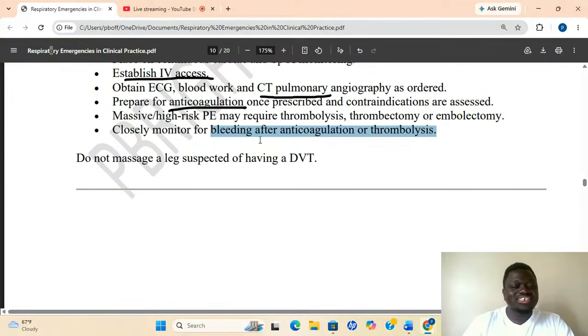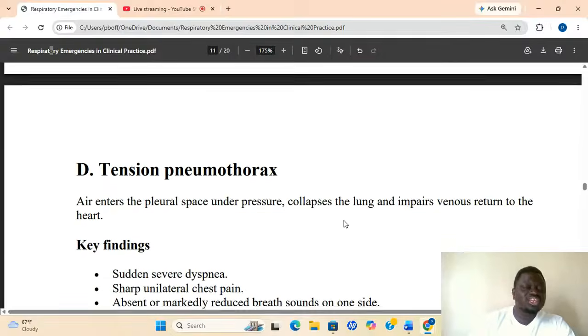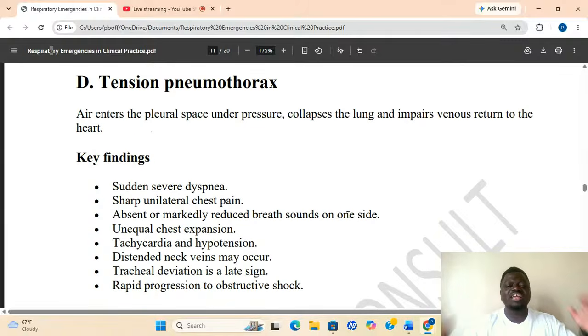Never massage any stationary clot. If you massage it, imagine you are holding a cube of sugar or salt, then you massage it. You make it tiny. You make it break into fragments. It will move with the blood and go and clot, cause stroke, cause anything. Okay? Good. Another respiratory emergency we see in the hospital.